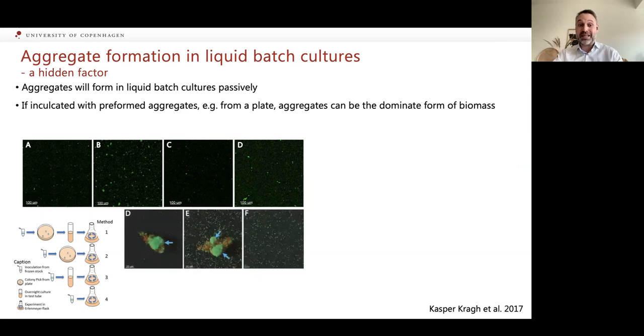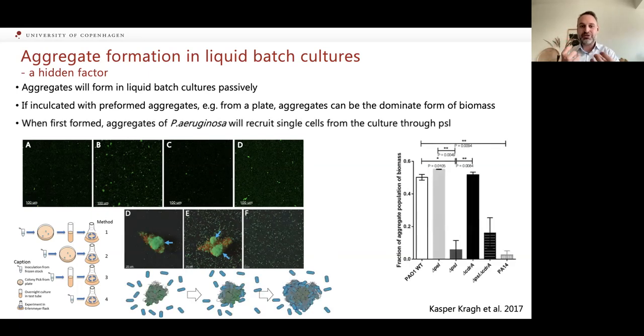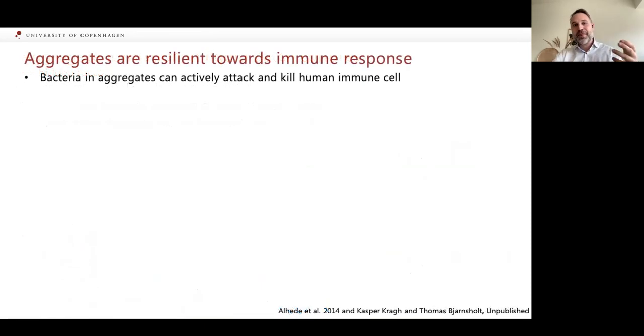What we found out was that if you first introduced aggregates, it would be a kind of snowball effect, and they would take up single cells from the surface. They used some of these polymers as a glue, and you could get around 60 to 70% of an E. coli culture being aggregates. So looking at your planktonic culture, it would basically be liquid biofilm. I don't think that many people are really aware of this. Of course, if you read my paper, you would, but we could actually identify a specific polymer that was gluing this together. One of the things I also talked about was this resilience towards the immune response.